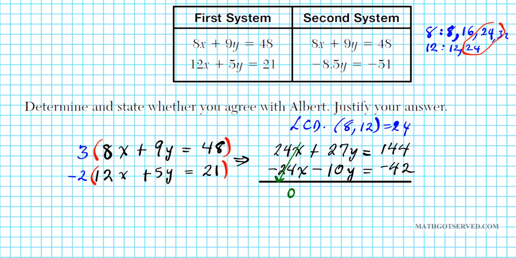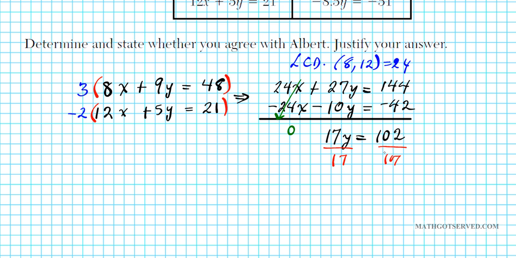And then we have 27 minus 10 is 17. 17y equals 144 minus 42 is 102. To get y isolated, you divide both sides by 17. And then when you do this quotient in your calculator, 102 divided by 17 is 6. All right, so there goes our y. Now let's find out what x is. And we can pick any equation we want. I would like to use the first one, so let's find x.